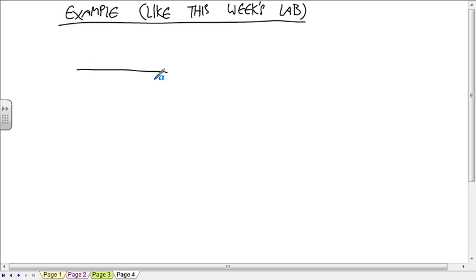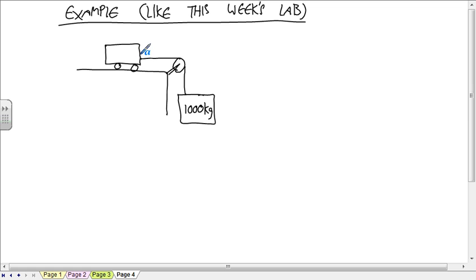So let's say that we have a mass of 1,000 kilograms connected by a cable to a cart that's, let's say, 500 kilograms. What's the acceleration of the cart?